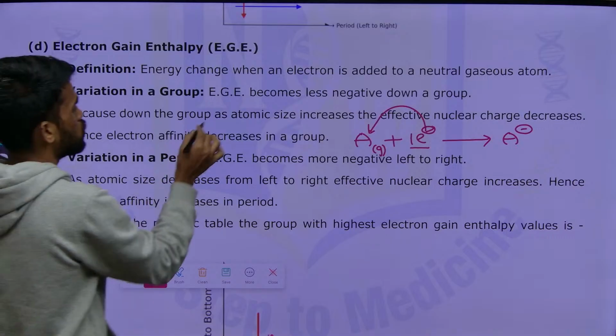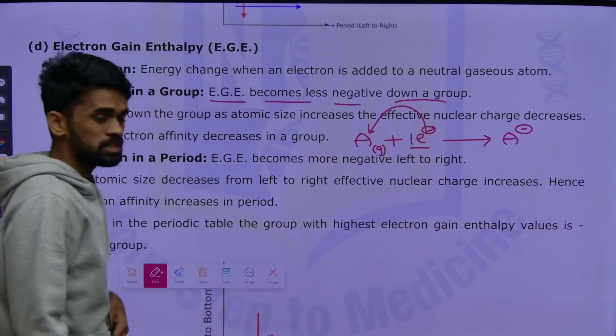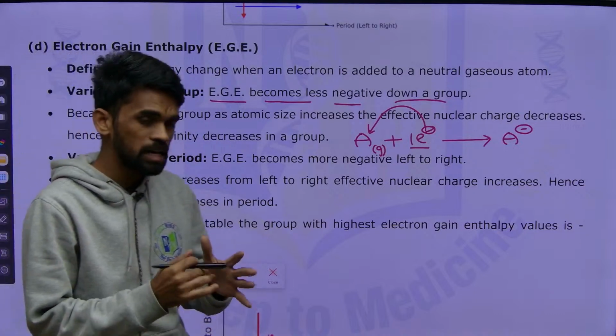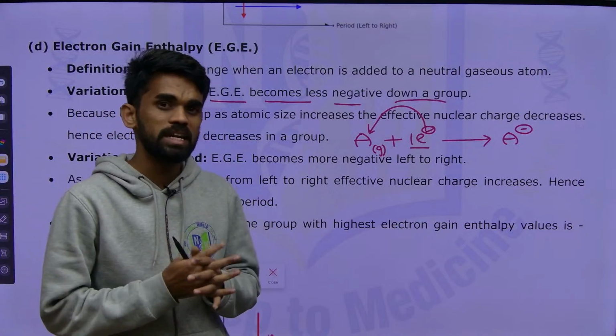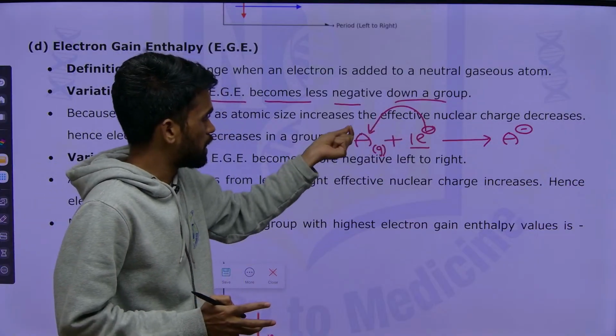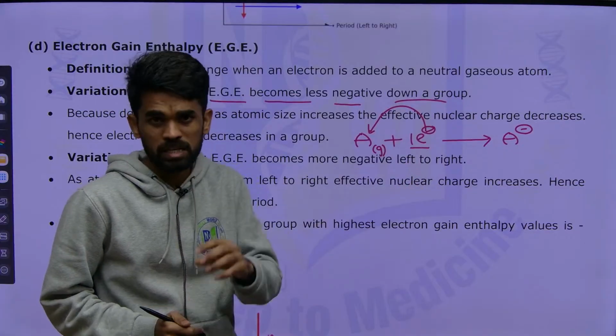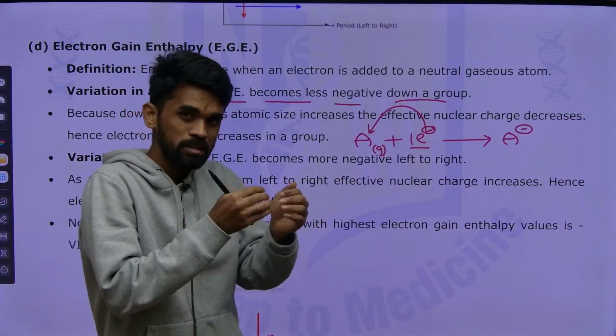So electron gain enthalpy becomes less negative down the group. Generally, electron gain enthalpy here is negative. What do we mean by negative here? If an electron is gained by an atom, it releases some energy, so we can say it is an exothermic process. It can be endothermic also; it depends on element to element.